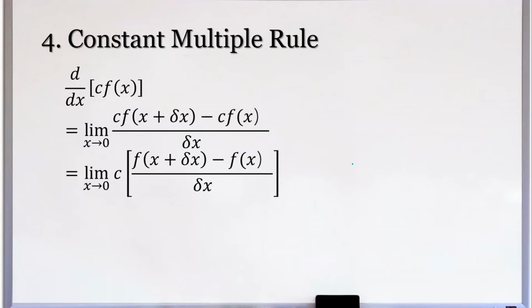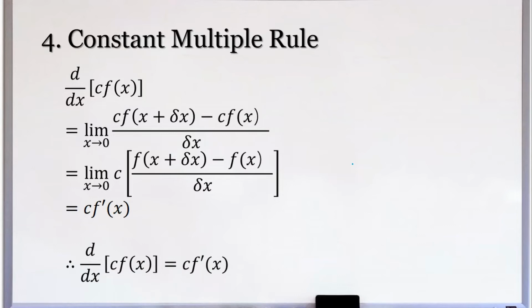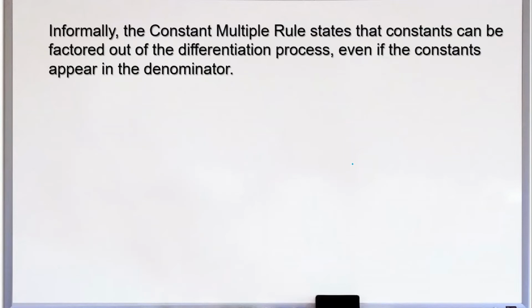And we just take out the c, and it will be equal to c times f′(x). And this is the constant multiple rule: the derivative of c f(x) equals c f′(x). Informally, the constant multiple rule states that the constant can be factored out of the differentiation process, even if the constant appears in the denominator.